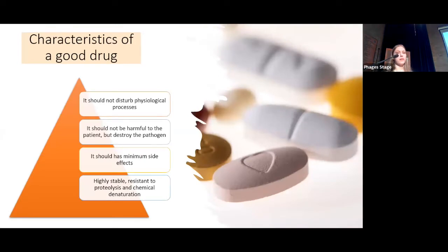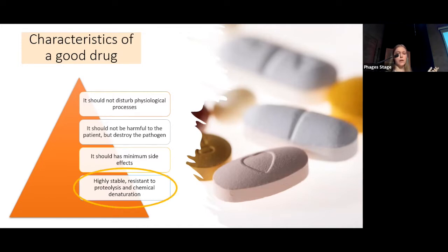Okay, so what characterizes a good drug? First of all, it should not disturb any physiological process. It shouldn't be harmful to the patient, but harmful to the pathogen. And of course, it should have minimum side effects and should be highly stable, resistant to proteolysis and chemical denaturation. And today we will focus on the last part.